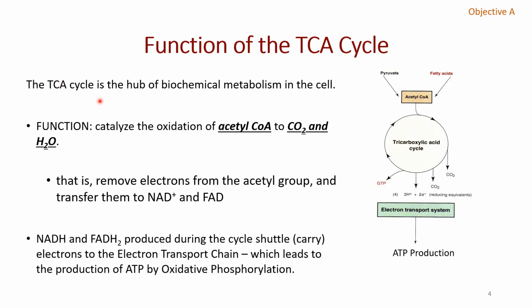The TCA cycle is considered to be the hub of biochemical metabolism in the cell because it relates the catabolic reactions to electron transport chain and ATP production, as I mentioned before. So its function then is to catalyze the oxidation of acetyl-CoA, and its products are going to be CO2 and water, but the really important products are going to be electrons that are extracted from that acetyl-CoA. And again, electrons aren't free in solution. They're going to be carried by NADH and FADH2. They're the primary electron shuttles that carry the acetyl-CoA electrons into the electron transport chain.